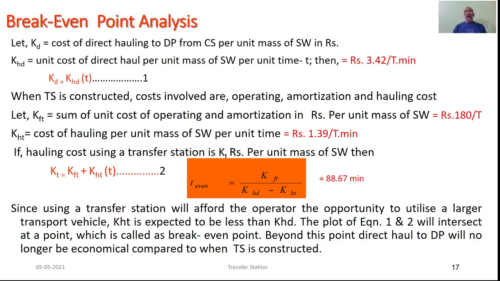As we refer to the data for the problem that we discussed on the earlier slide, here KHD is 3.42 per ton per minute, KFT is rupees 180 per ton, KHT is rupees 1.39 per ton per minute. So as we substitute here, that break-even time can be worked out as 88.67 minutes.